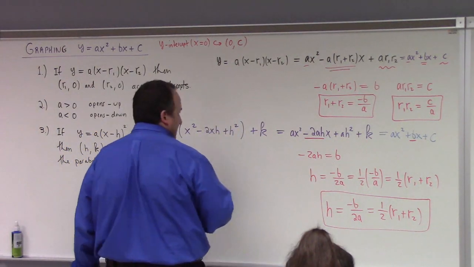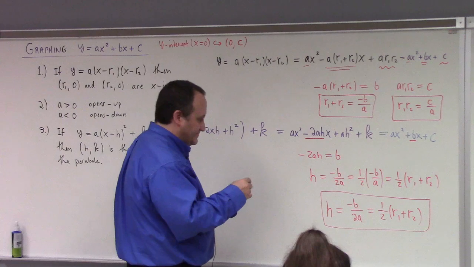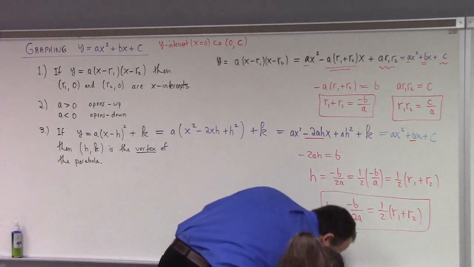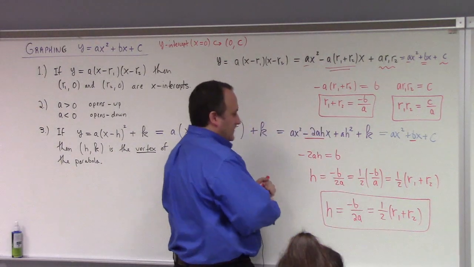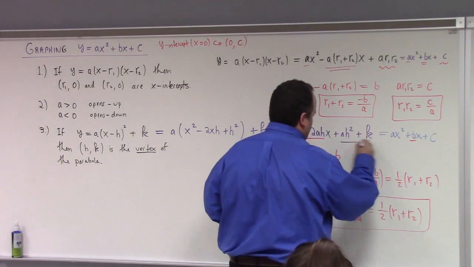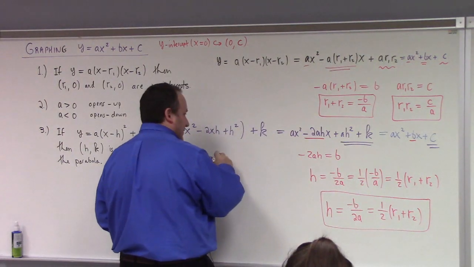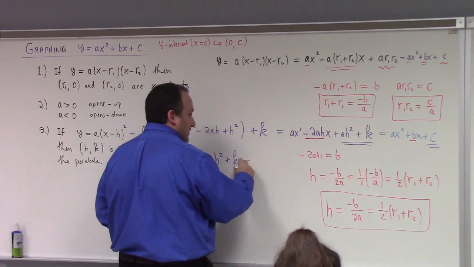Now the formula for the k part of the vertex, not as exciting, but here it is. I almost never use this, but let me get it for you. So we've got ah squared plus k equals c.